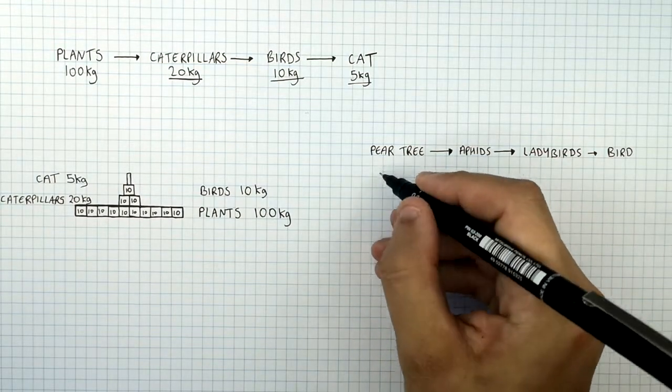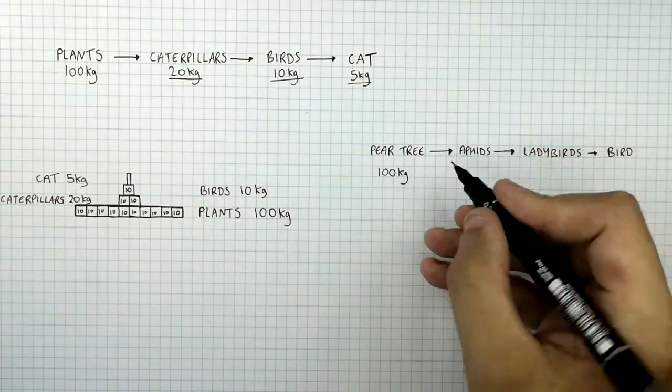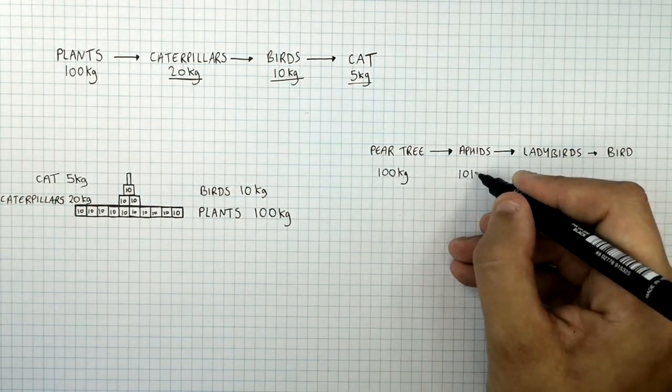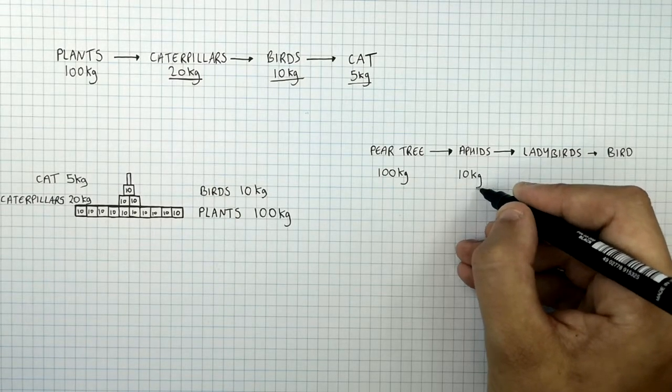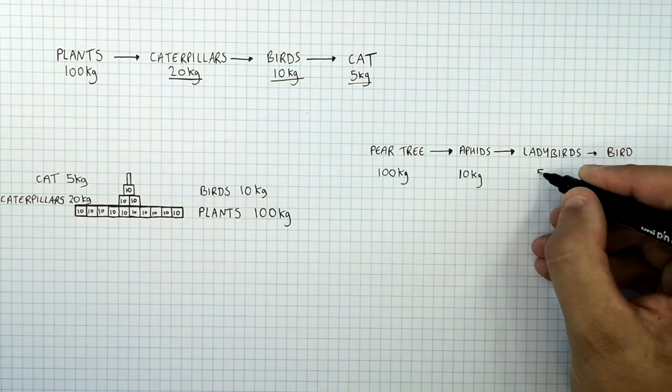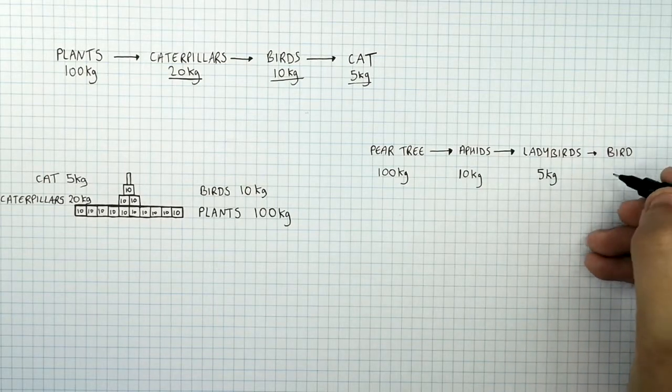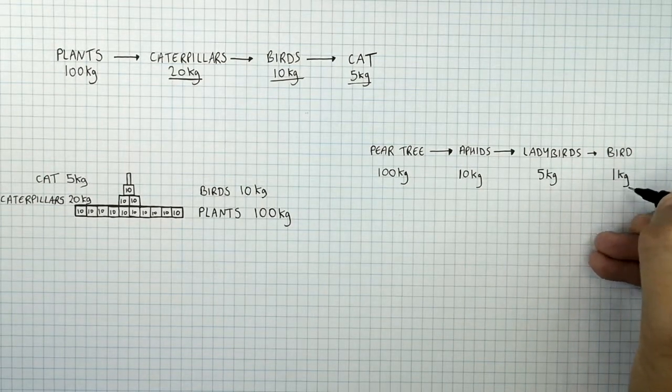So 100 kilograms of biomass in the pear tree is transferred to 10 kilograms of biomass in the aphids, and 5 kilograms of biomass in the ladybirds, and 1 kilogram of biomass in the birds.